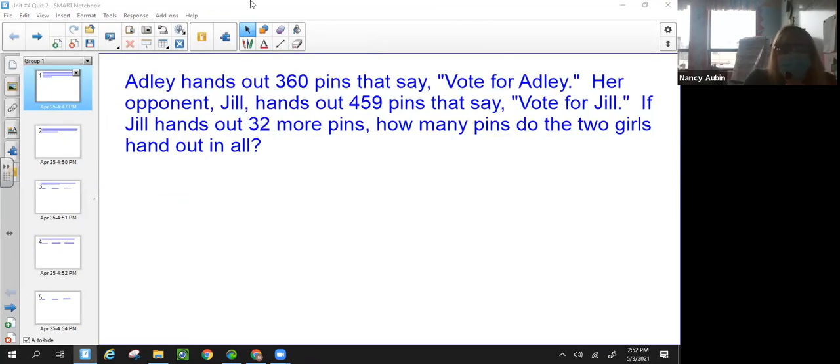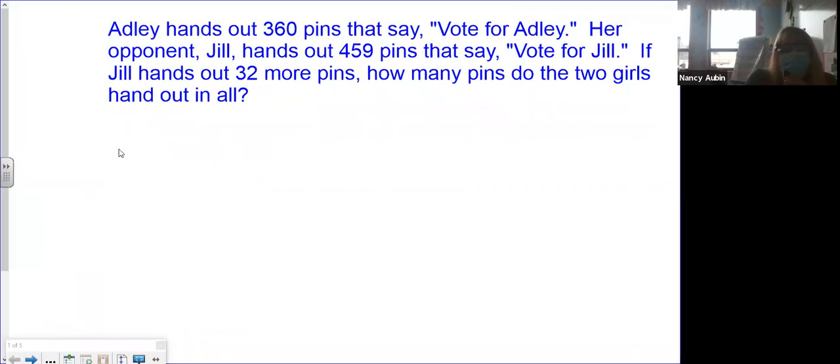It is a word problem. And I'm going to already tell you there's more than one step. So we have Adley and we have Jill. Adley and Jill are opponents. They are running against each other for some type of competition here, probably for student council or something like that.